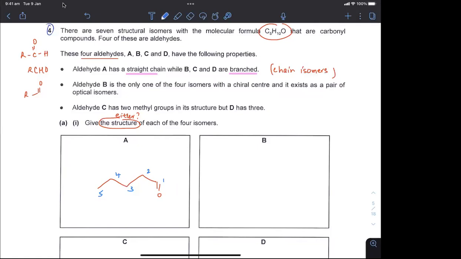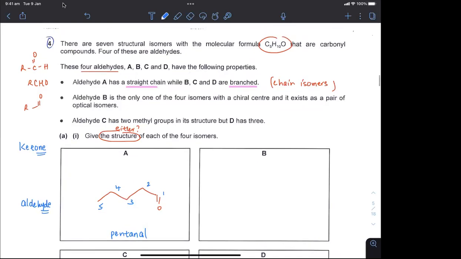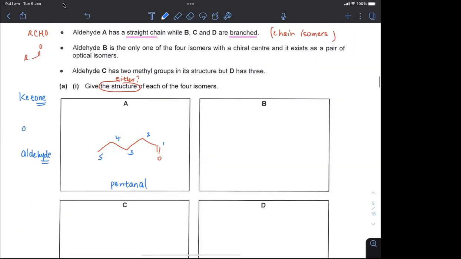Pentanone. Pentanone is incorrect. You have named it for ketone. This is aldehyde. Aldehyde does not have "one" in there. Aldehyde has "al". Okay, so this is pentanal. Pentanal, not pentanol. Pentanol is different. Pentanol is alcohol. Pentanal is aldehyde. Pentanone is ketone. Okay, be very careful, yeah?